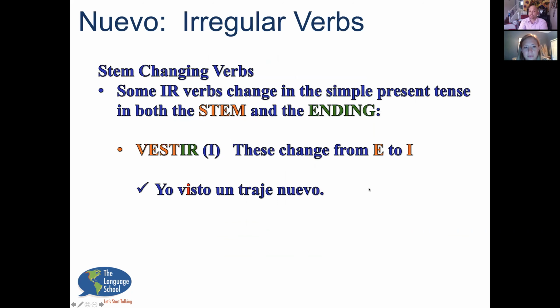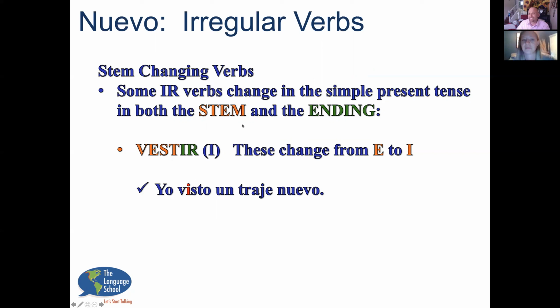So I guess that's the first thing we're going to be talking about. So jumping right into it, stem-changing verbs. So remember with a regular verb, you have the ending. So if vestir is an IR verb, we need to take away that IR and then we add back o, es, e, imos, o, depending on the conjugation, right? Everything that comes before the IR is what's called the stem or the base.